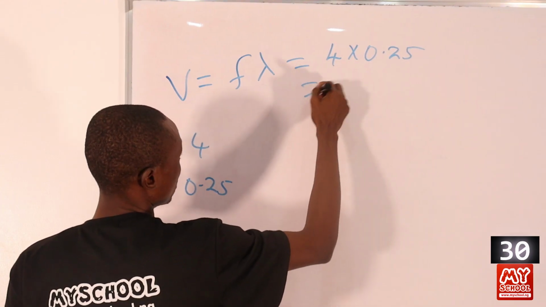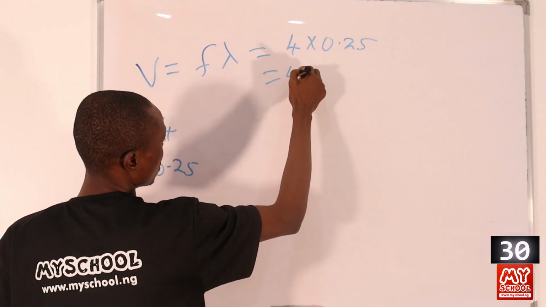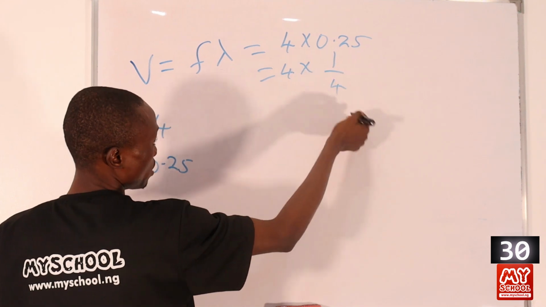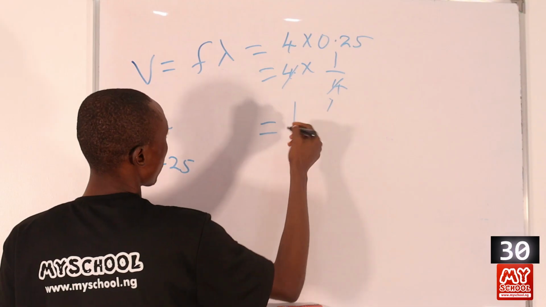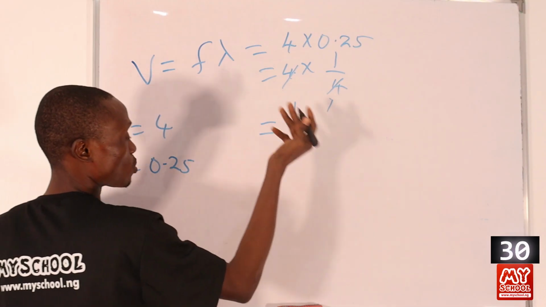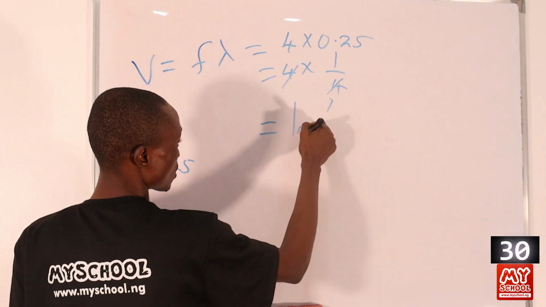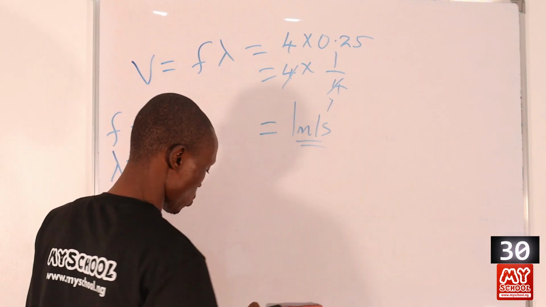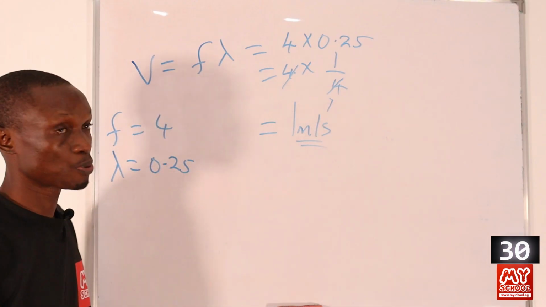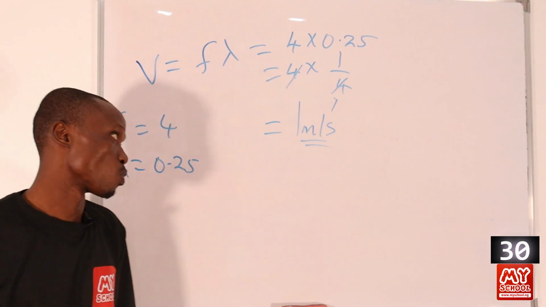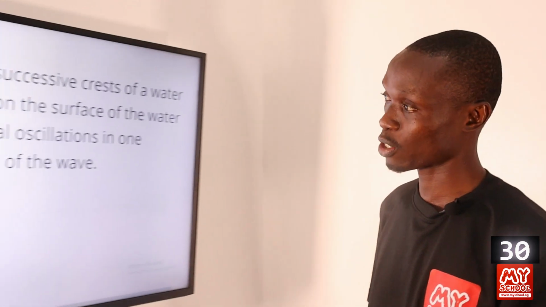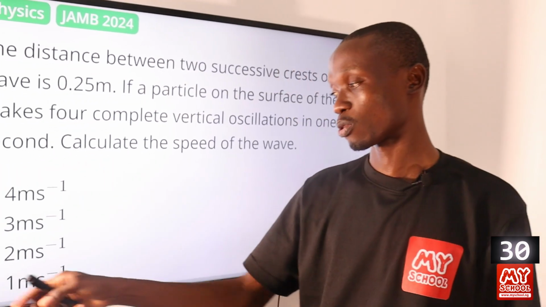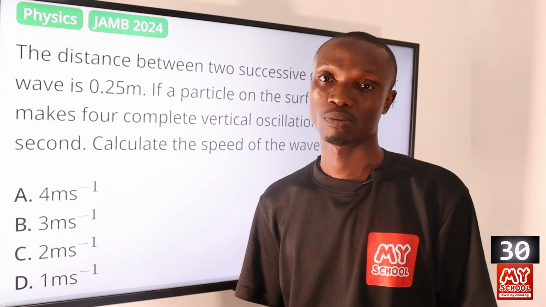But remember that 0.25 is the same thing as 1 over 4, right? So 4 here is 1, 4 here is 1. So that at the end of the day, we have 1 left. Since we are calculating for speed, we know that the unit of speed is meter per second. So the speed of the wave is equals to 1 meter per second. So let's move back to the screen to pick the correct option for this question. And that is option D, 1 meter per second.